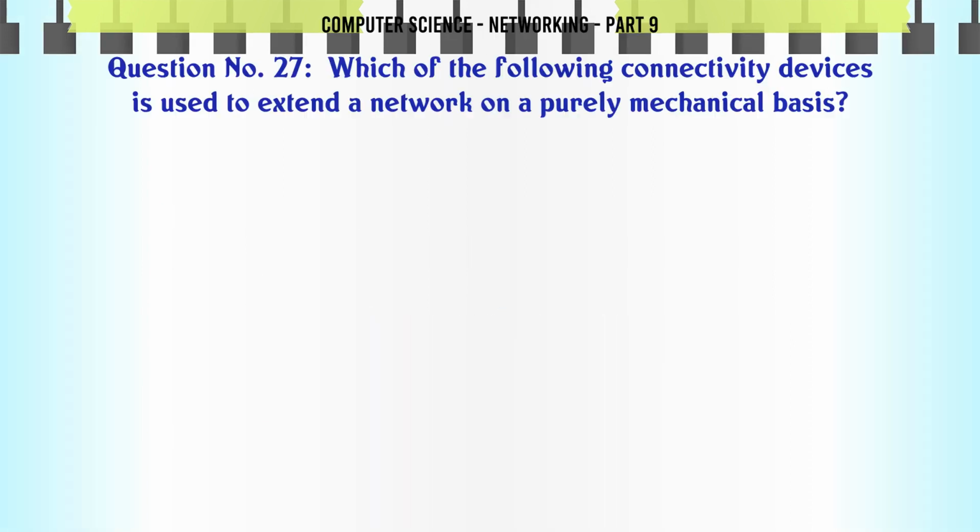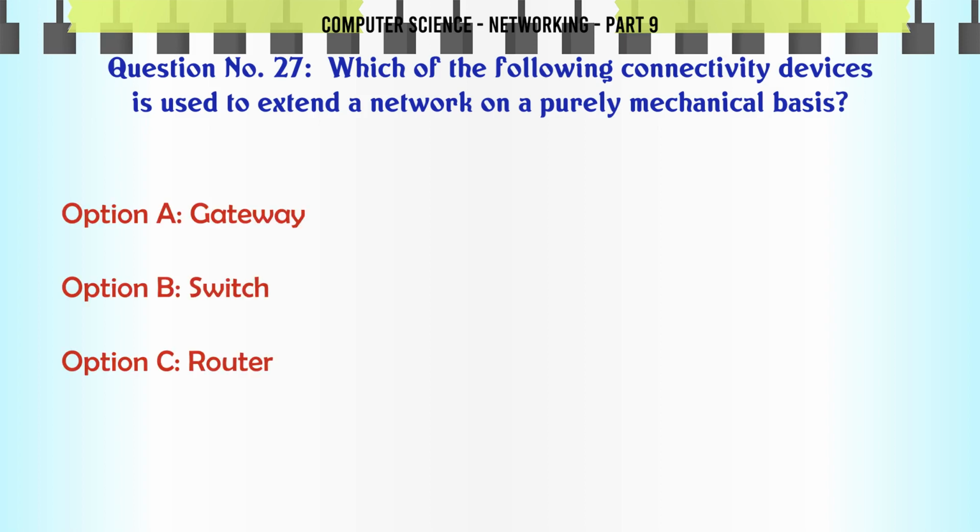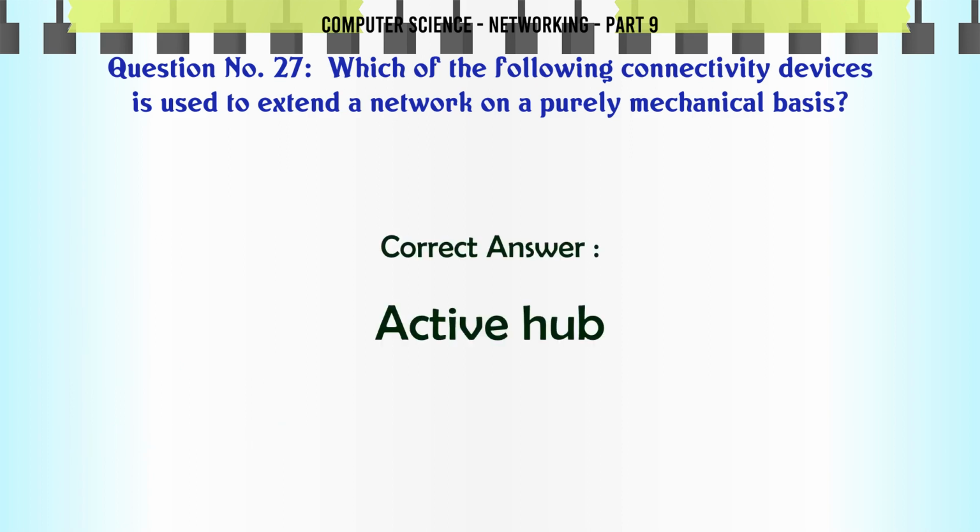Which of the following connectivity devices is used to extend a network on a purely mechanical basis? A. Gateway, B. Switch, C. Router, D. Active hub. The correct answer is active hub.